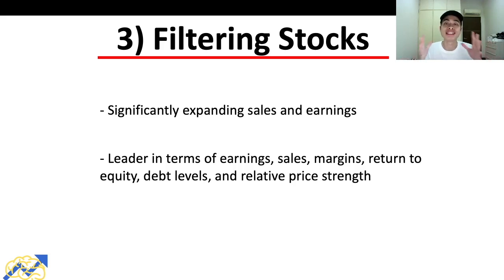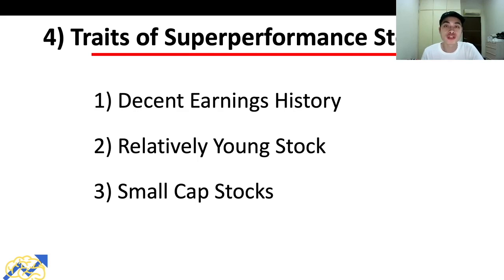So that is how he combines the both of them to filter out super performance stocks. The fourth lesson is traits of super performance stocks. And these are some of the traits that Mark Minervini noticed in super performance stocks. They are decent earnings history, relatively young stock, and their small cap stocks.